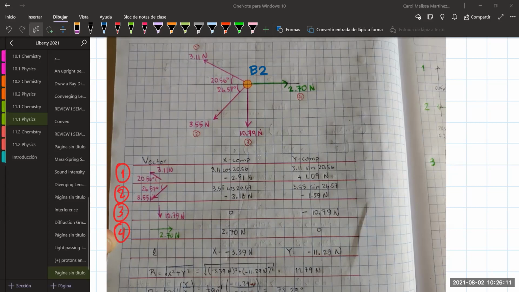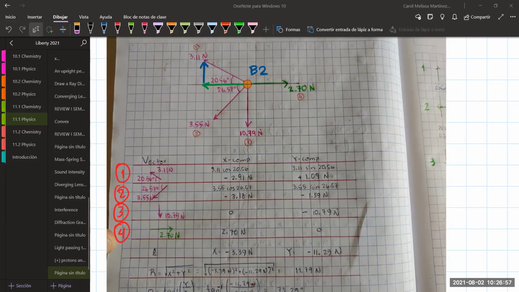So, I take the vector and I analyze the vector and I say, this is my x component of the vector and this is my y component of the vector. My x component is going to the left, my y component is going up. Because my x component is touching the angle, I'm going to be using cosine. And because it is going to the left, I'm going to have my negative answer.